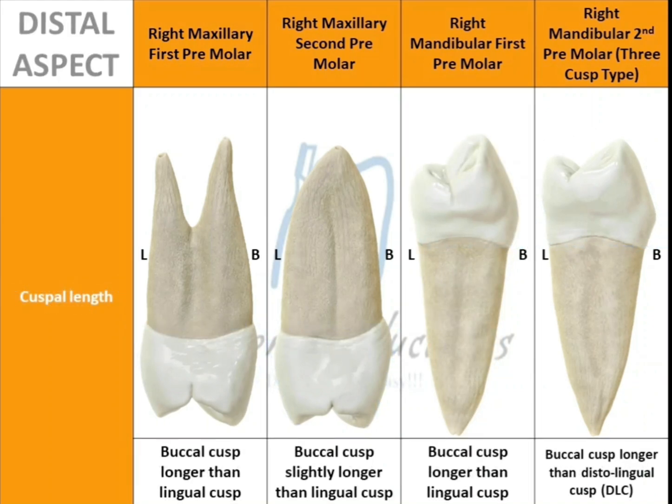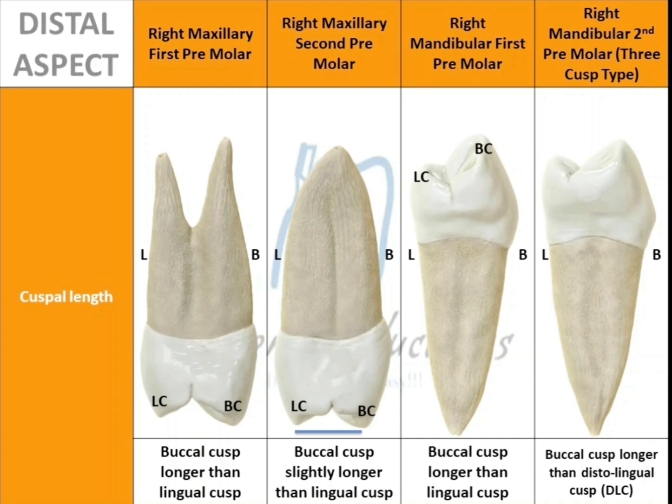Similar to the mesial aspect, on observing the cuspal lengths on the distal aspect, the buccal cusp is longer in height as compared to the lingual cusp for the maxillary first premolars. In the maxillary second premolars as well, the buccal cusp is longer than the lingual cusp but to a smaller extent, as was observed on the mesial aspect. Therefore, little difference can be seen between the height of the buccal and lingual cusps for the maxillary second premolars. In the case of mandibular first premolars as well, the buccal cusp is larger than the lingual cusp.